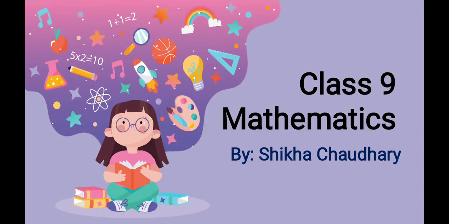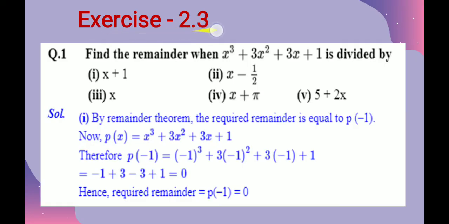Hello students, today we will start our third exercise of chapter number 2, that is exercise 2.3. Our first question is: find the remainder when x cube plus 3x square plus 3x plus 1 is divided by first part x plus 1, second part x minus 1 by 2, third part x, fourth part x plus pi, fifth part 5 plus 2x.